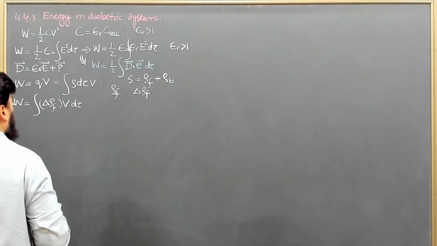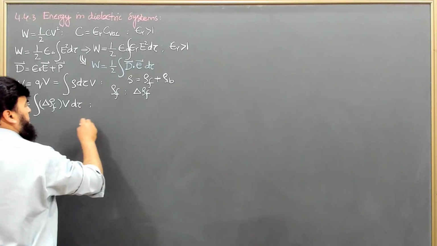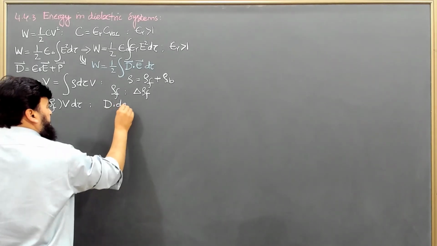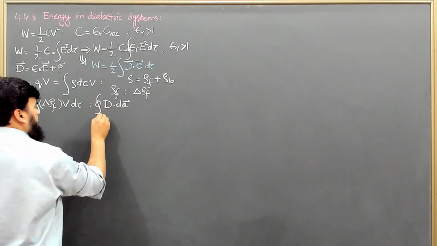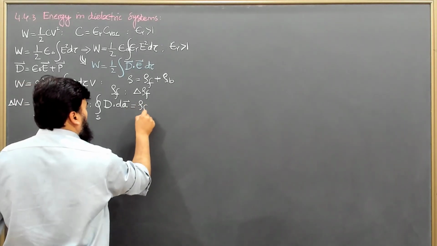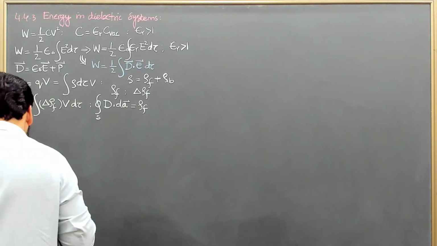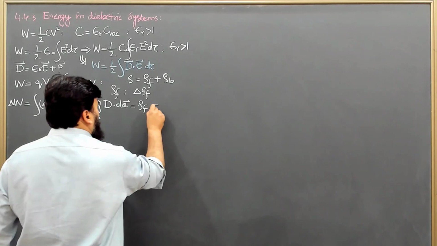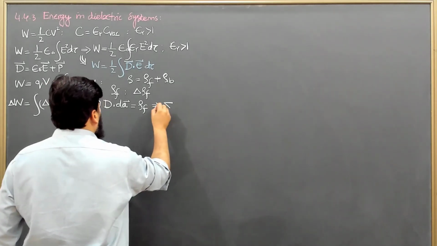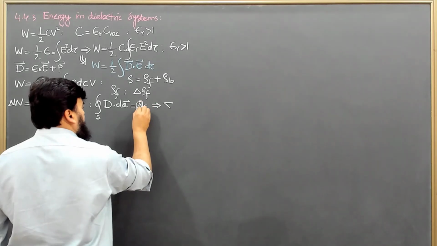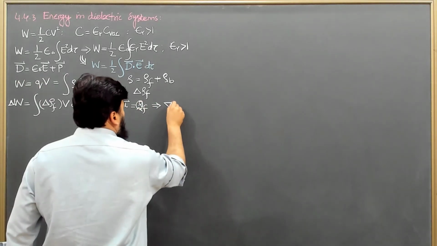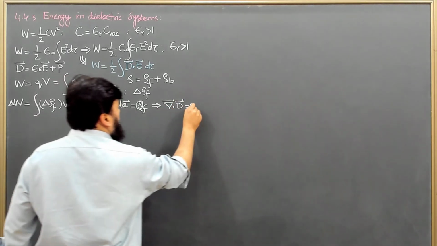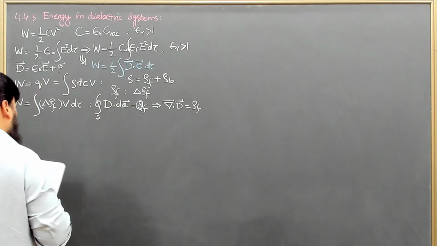Now I know from my previous discussion of Gauss's law that the closed surface integral of D dot dA is equal to the free charge. So from here, in differential form, I can write that the divergence of D is equal to rho f, the free charge density.